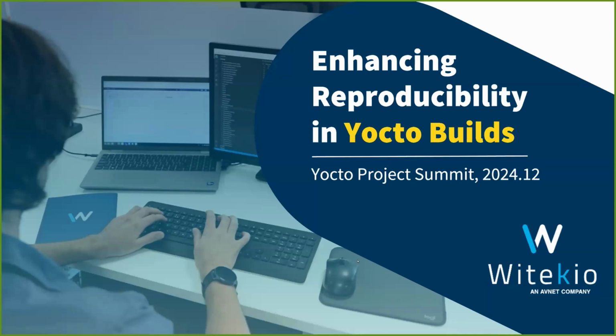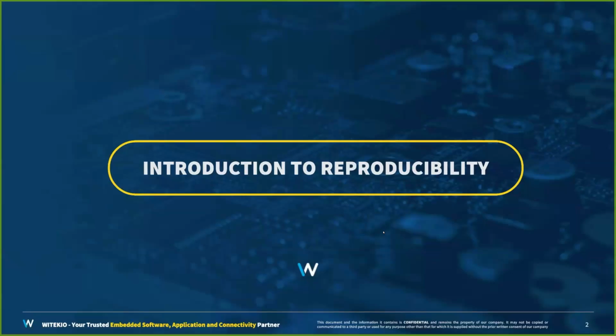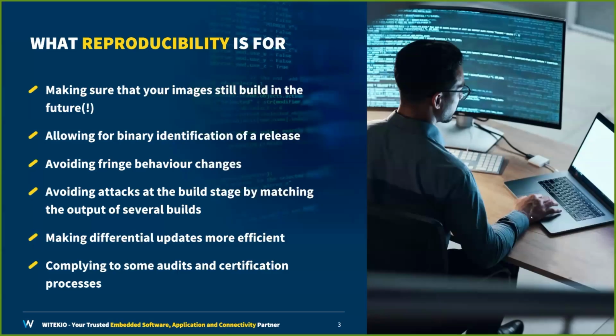So let's start with why we would want to target reproducibility. One of the things you might want is to be able to build your images in the future, in 1 year, 2 years, 15 years. So of course that starts with archiving your downloaded sources, and using BB no network. But there's more to that.